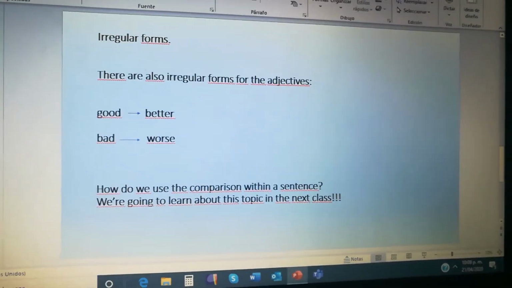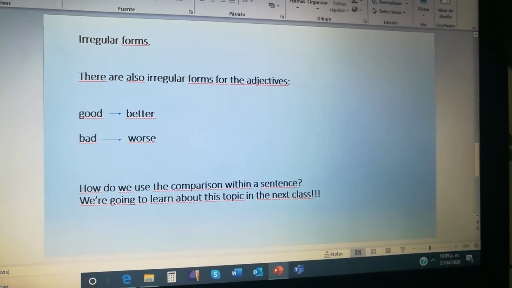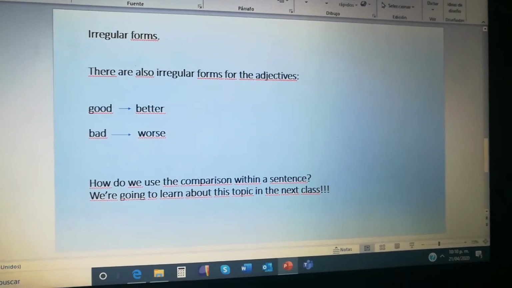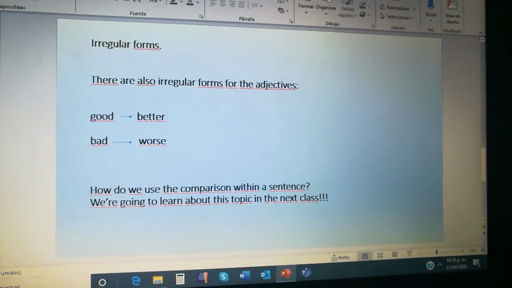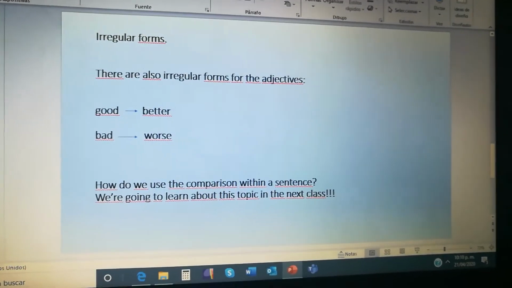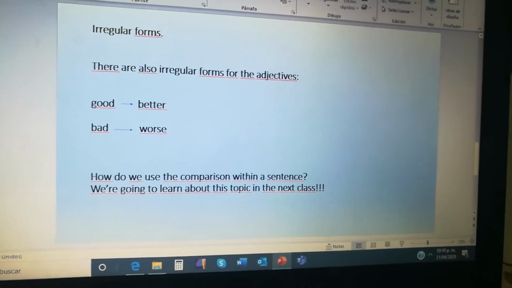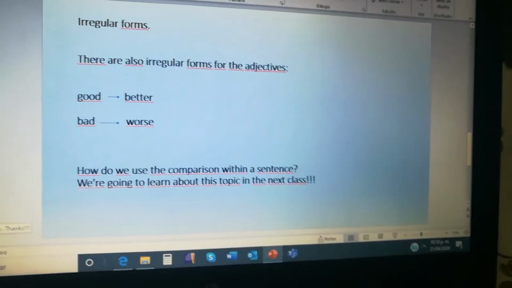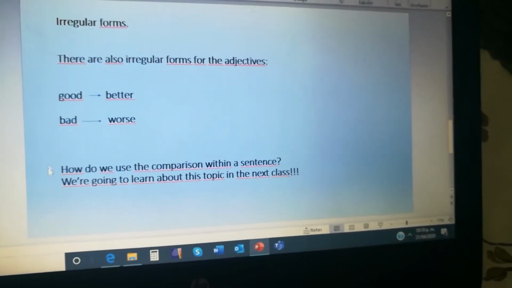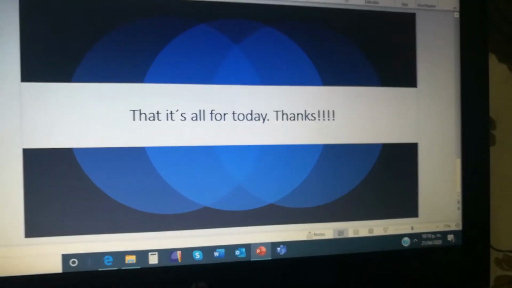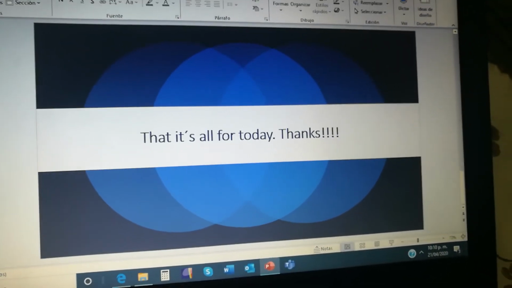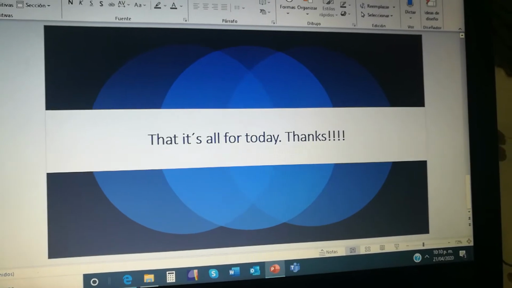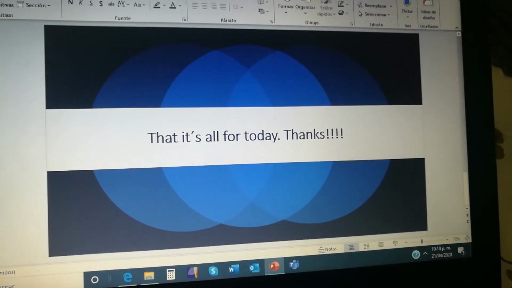And you have irregular forms too. There are also irregular forms for the adjective. For good, better. Bad, worse. So these are the rules for adjectives. Okay? The comparative form is only for adjectives. Not nouns, not verbs. Only adjectives. Okay?